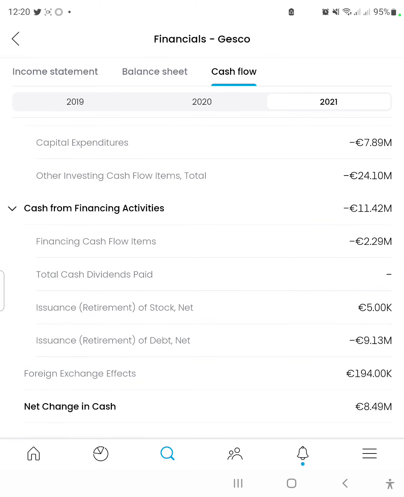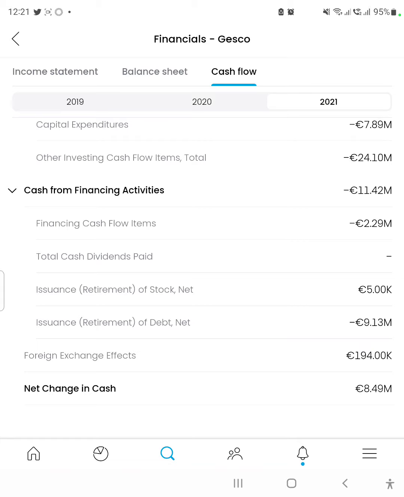The cash flow from financing activities was a negative 11.42 million euros, none of which was due to dividends paid. A lot of it, about 9.13 million euros, was due to retiring debt, so eliminating debt, as we saw with a slight decrease in liabilities from the 2020 financial year to the 2021 financial year, when we were looking at the balance sheet. The foreign exchange effects are quite trivial. They're not very large, so let's just ignore that. The net change in cash overall was 8.49 million euros.